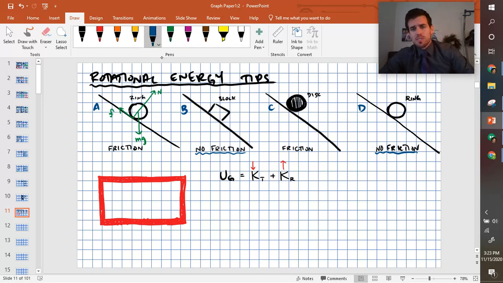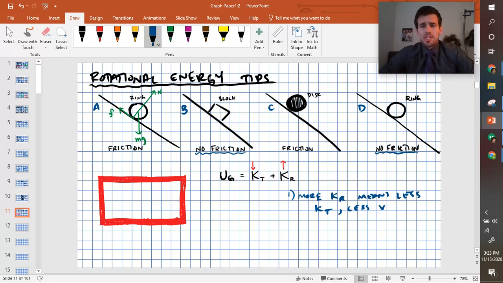So that's my first big tip: more rotational kinetic energy means less translational kinetic energy and therefore less velocity at the bottom. So based on that, we can say that B will end up going the fastest at the bottom.